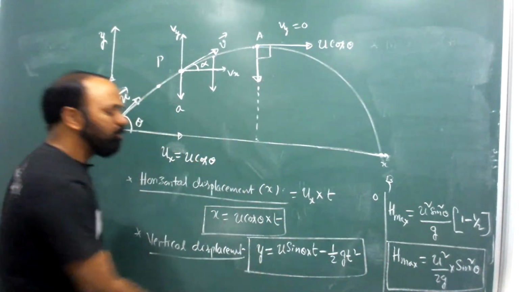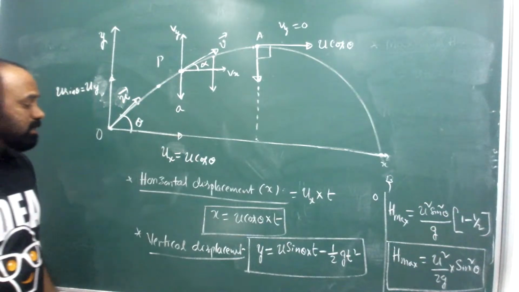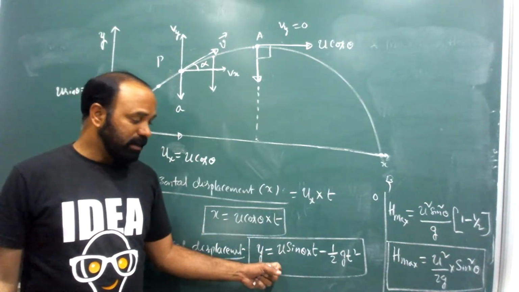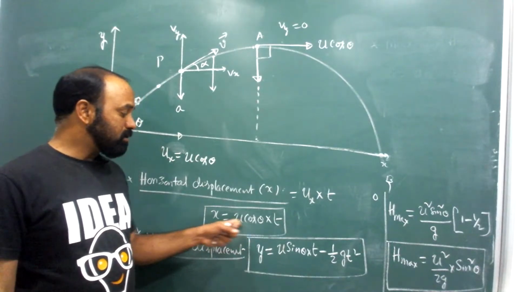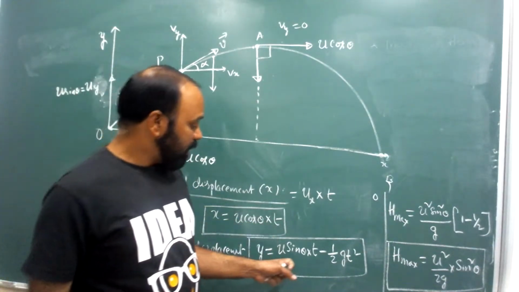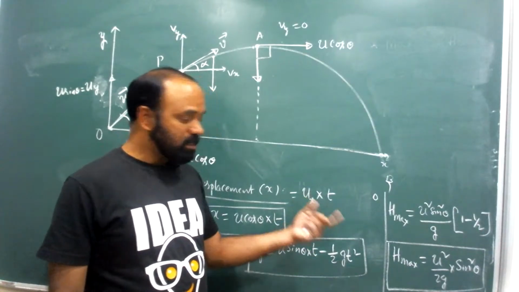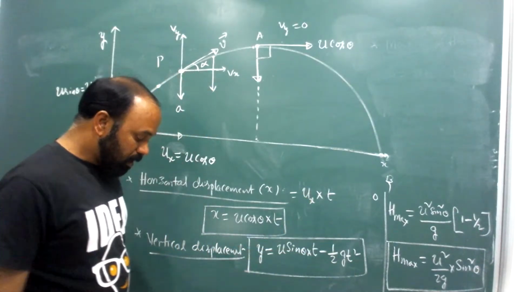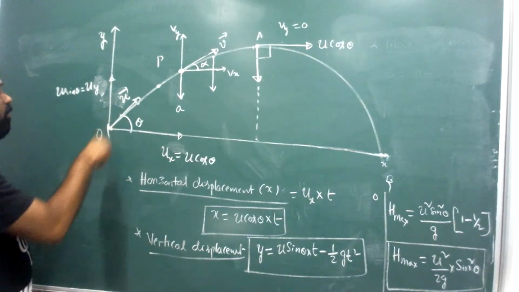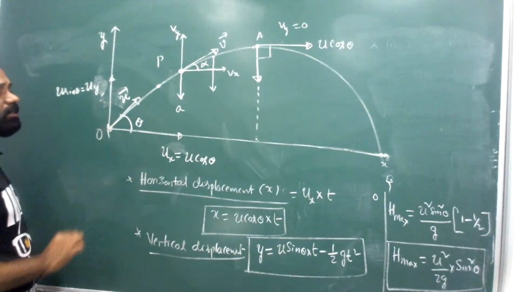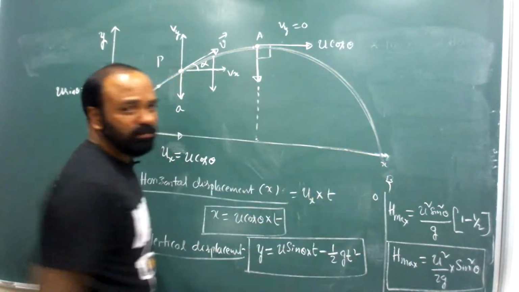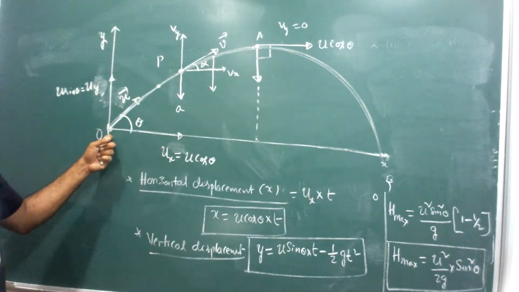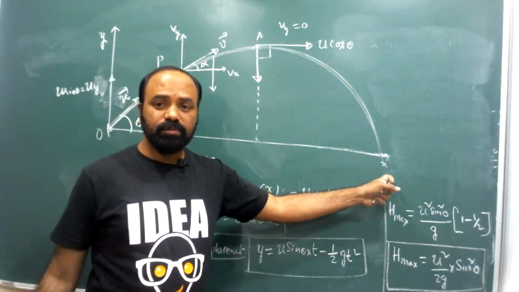Suppose in the problem they ask what is the horizontal displacement and vertical displacement, we can write these formulas. This is x equals u cos theta into t, and this is y equals u sin theta into t minus half g t square. So the body starts the journey at this point, reaches the maximum height, and again comes back here. The starting point is O, the ending point is B.